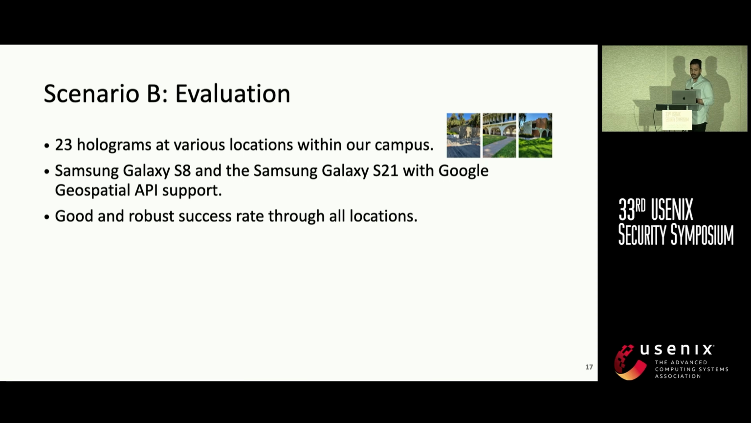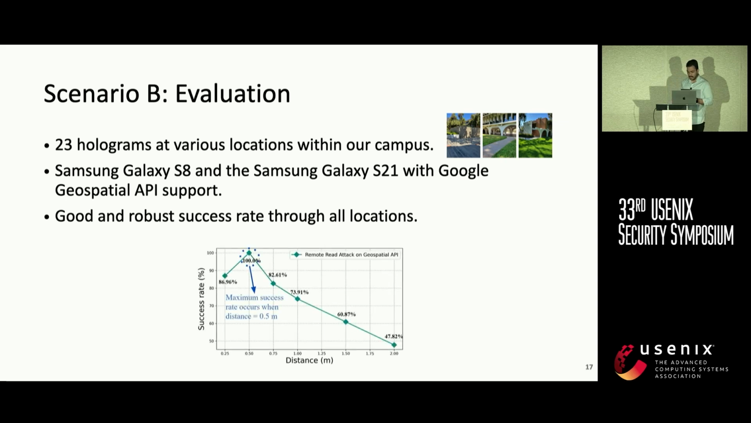For this scenario, we evaluated 23 holograms in different locations of the UCR campus. We used the Galaxy S8 and Galaxy S21 devices, and we had good and robust success rate through all of the locations. Again, this figure shows the effect of distance on the success rate. Distance is the distance of the attacker from the monitor and photograph.